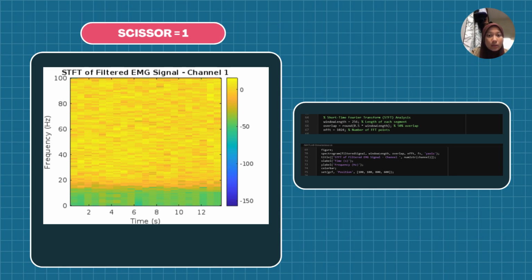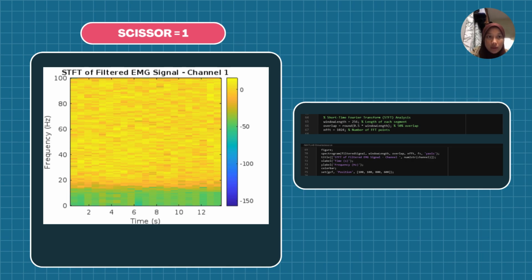The spectrogram is plotted showing frequency on the y-axis, time on the x-axis, and the power in color. Then this will show the result. This code allows us to visualize the changing frequency components of the EMG signal over time, helping in better analysis. This is the spectrogram generated from our analysis. It represents how the frequency content of the EMG signal evolves over time. The x-axis shows time, the y-axis shows frequency in Hz, and the color scale represents the signal power in decibels.